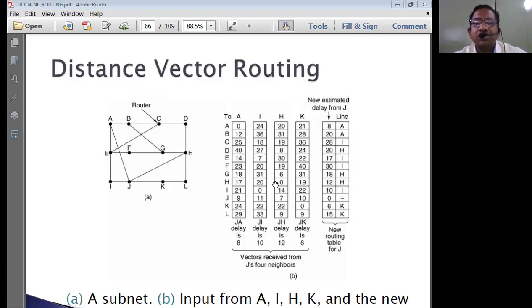See, H to H is 0. K to K is 0. That care you have to take. It doesn't take much time for K to send a packet to K, because it is itself only, so it is 0. Only that care you have to take. The rest of them you can write randomly, and whichever is the nearest, you can take the least possible value. So randomly you can fill this particular routing table.